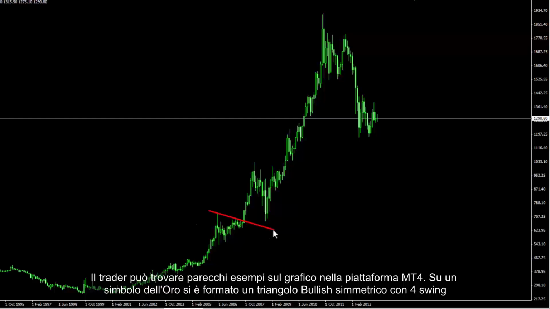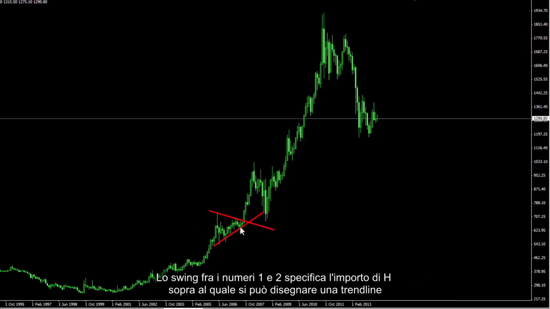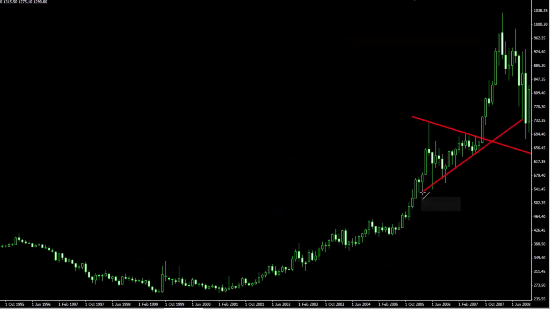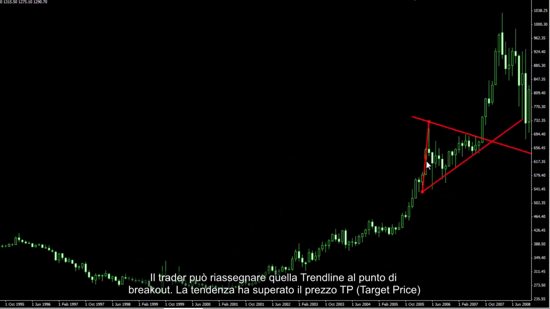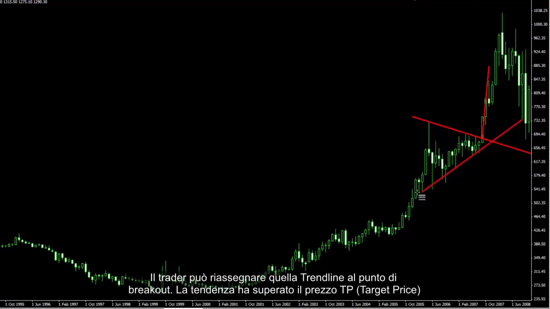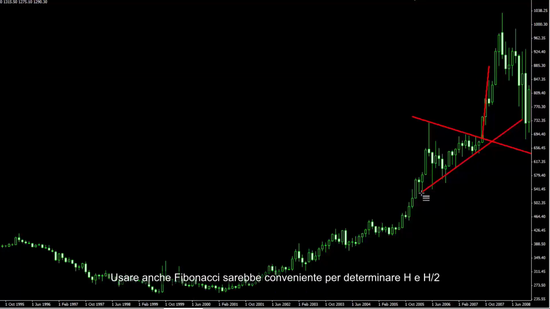On a gold symbol, a symmetrical bullish triangle has formed with 4 swings. Swing number 1 and 2 specifies the H amount, where a trend line can be drawn over it. A trader can relocate that trend line to the breakout point. Trend has passed TP price. Even using a Fibonacci would be advantageous to determine H and H2.